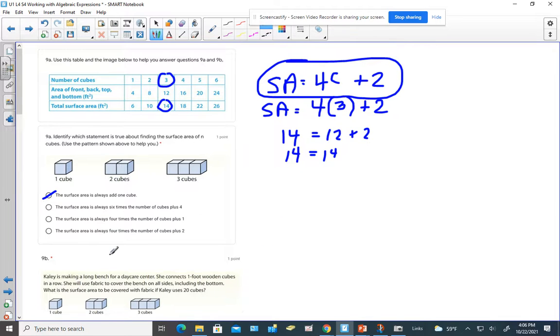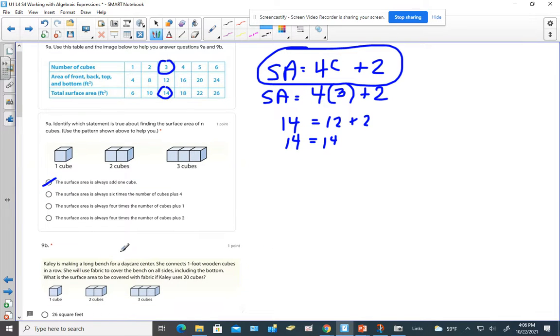So part B says, Kaylee is making a long bench for a daycare center. She connects 1-foot wooden cubes in a row. She will use fabric to cover the bench on all sides, including the bottom. What is the surface area to be covered with fabric if Kaylee uses 20 cubes?